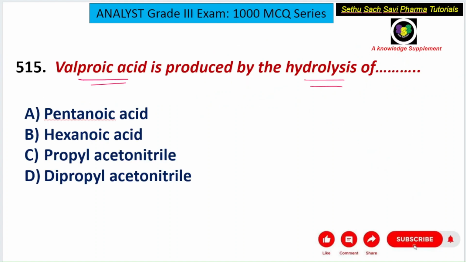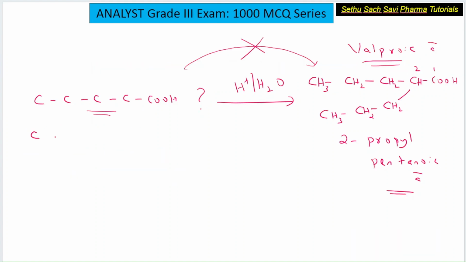Now look at the second choice, hexanoic acid. What is hexanoic acid? A 6-carbon acid. So let us draw hexanoic acid. So this is hexanoic acid. So will this hexanoic acid on hydrolysis produce valproic acid? No, because valproic acid has a propyl group and a 5-carbon chain.